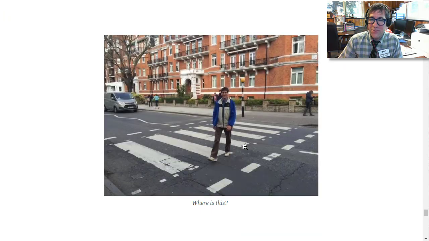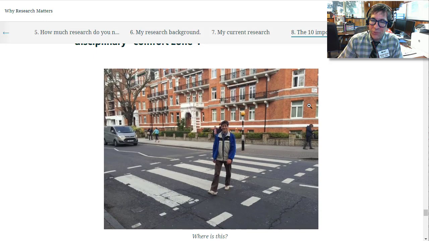Where is this? This is probably the most famous intersection in the world, Abbey Road. Okay, so that's on one of my travels, on one of my work travels.